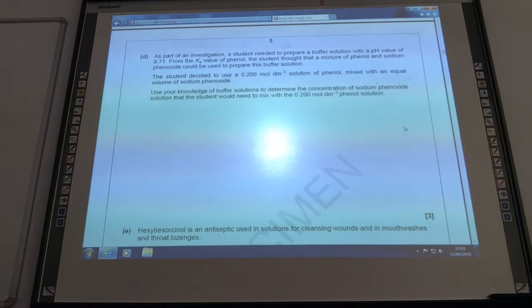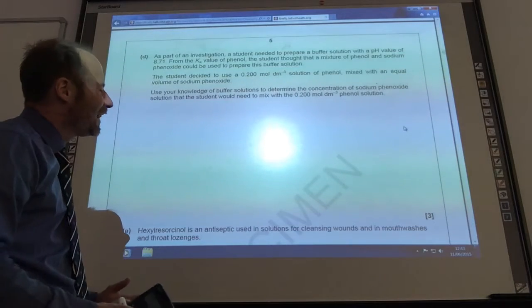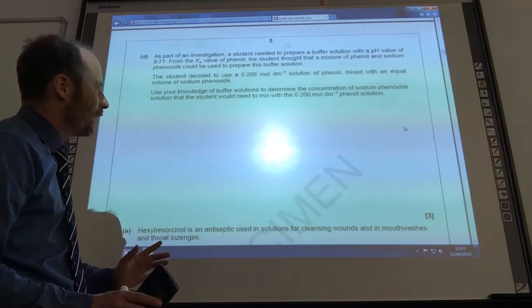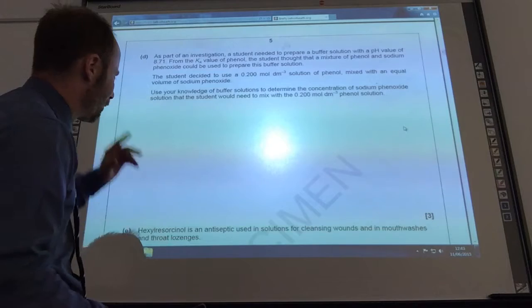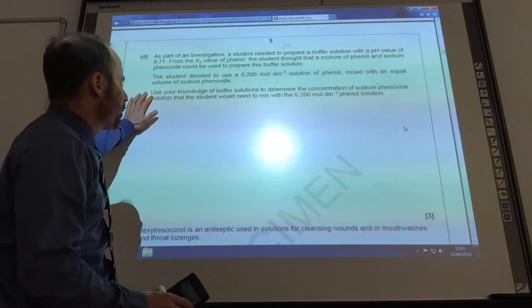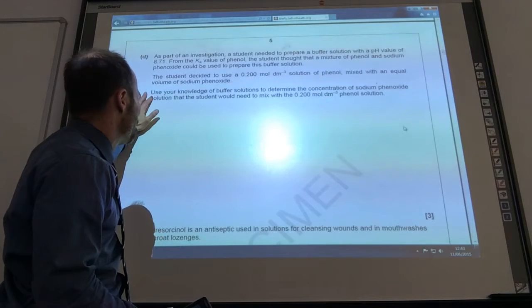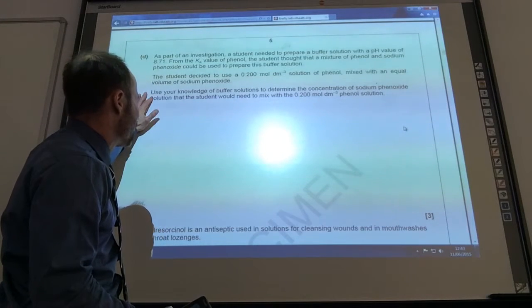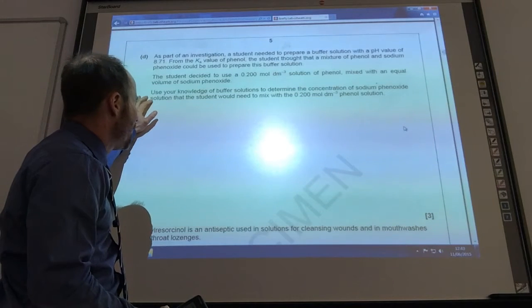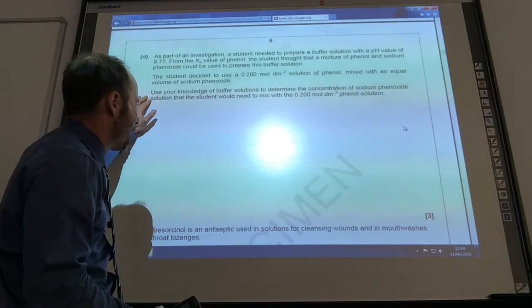Okay, so it's our buffer one. We all love these. So, key thing, let's just think this one through. Let's not panic over it. The student decided to use 0.200 moles per decimeter cubed of phenol mixed with an equal volume of sodium phenoxide. I need to determine the concentration of sodium phenoxide that the student would need to mix with that.